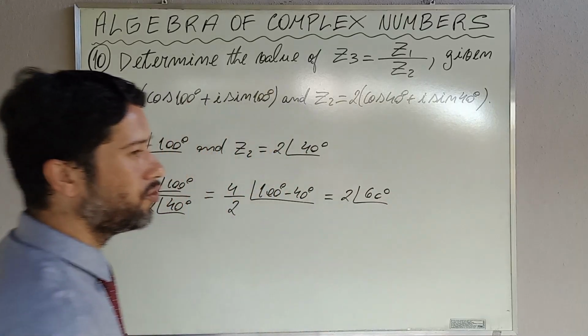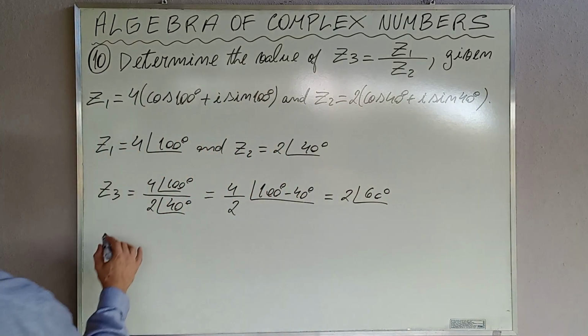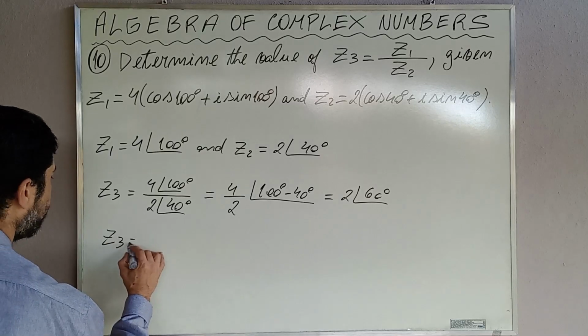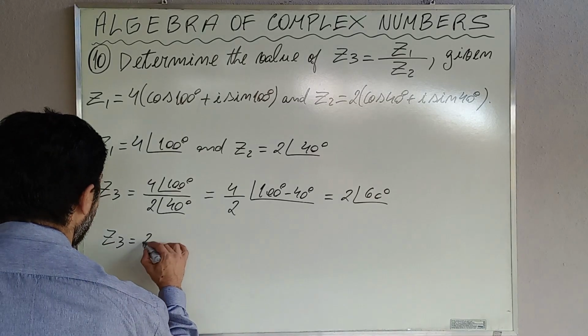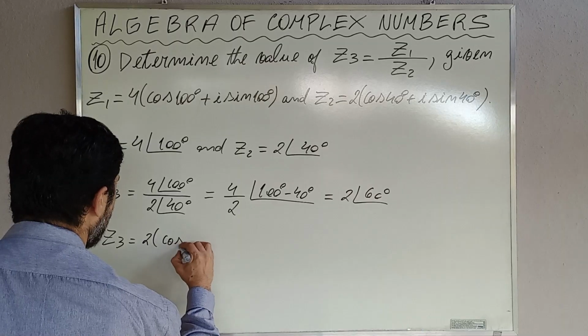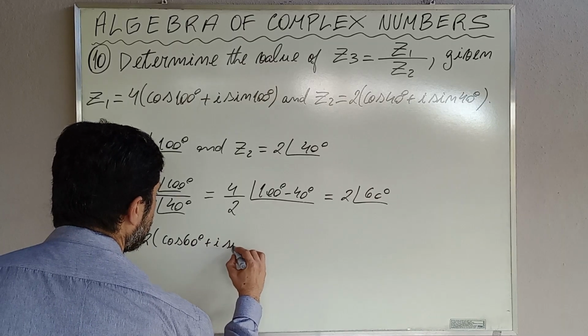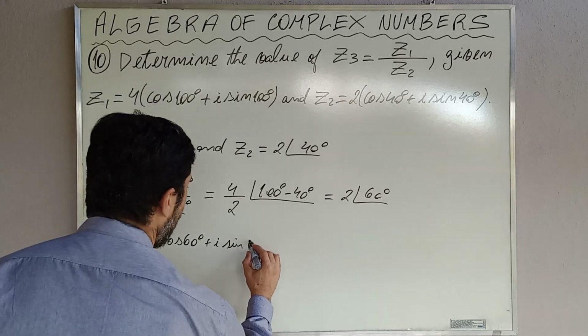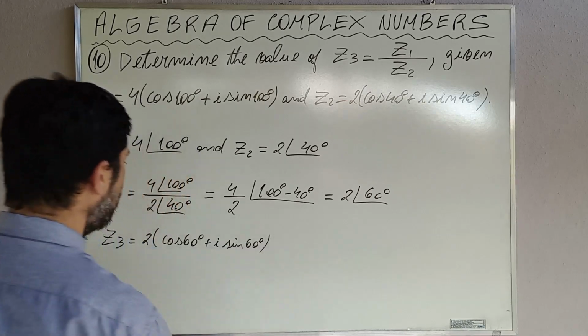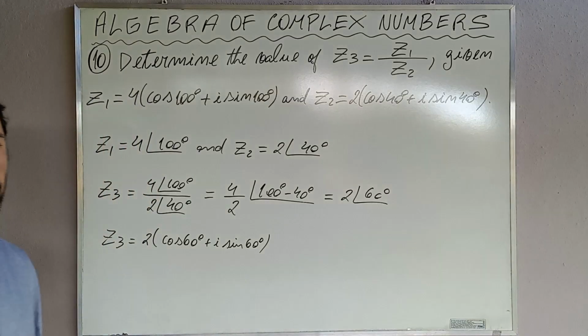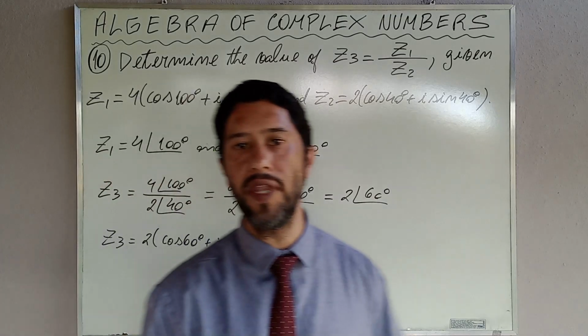Now we convert to the trigonometric form. Z3 is equal to 2 times the cosine of 60 degrees plus i times the sine of 60 degrees. And this is precisely what the exercise wanted us to calculate. And it is all for exercise number 10. Let's go to the next.